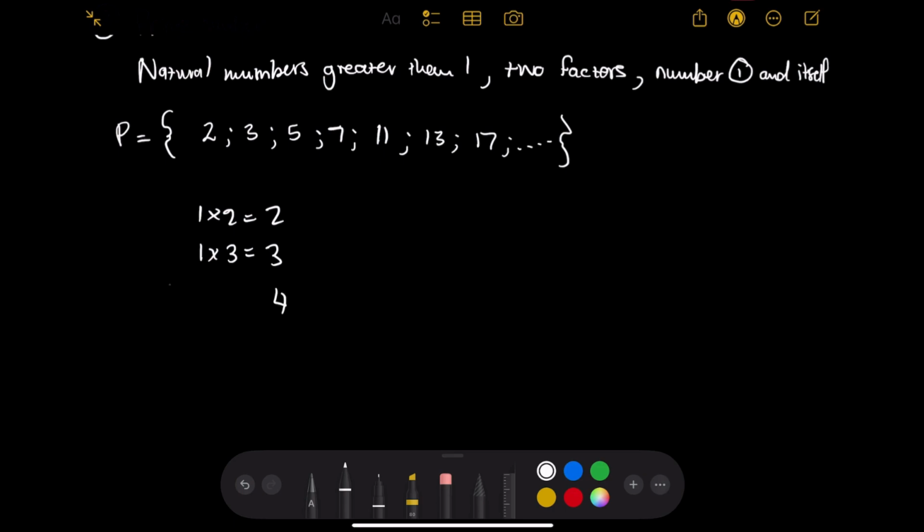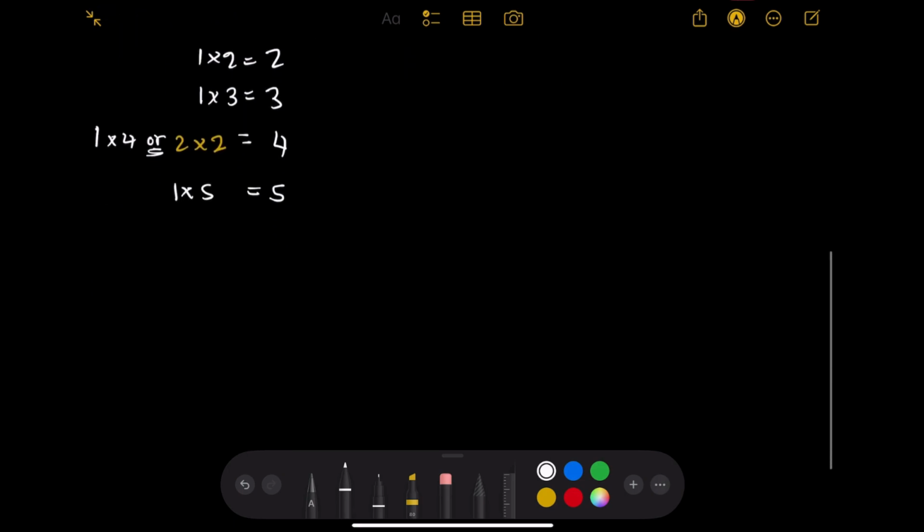When I think about the kind of numbers that can give me the number 4, it would be 1 times 4, or it would be 2 times 2. When I think about the number 5, the only thing that can give me the number 5 is 1 times 5. When I think about the number 6, what can give me 6? It's either 1 times 6, or it can be 3 times 2.